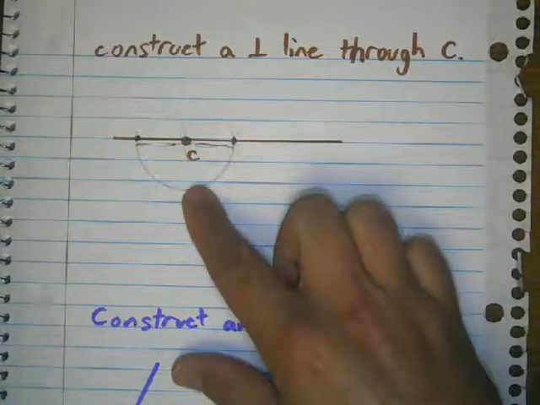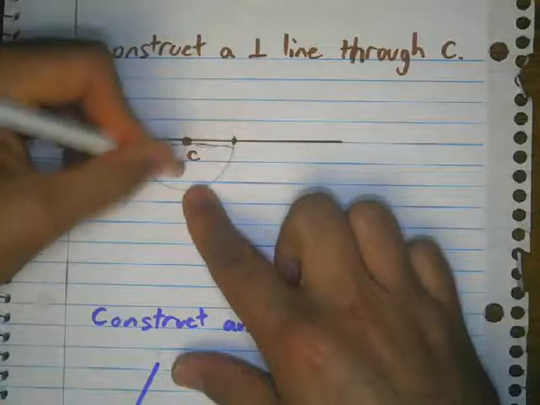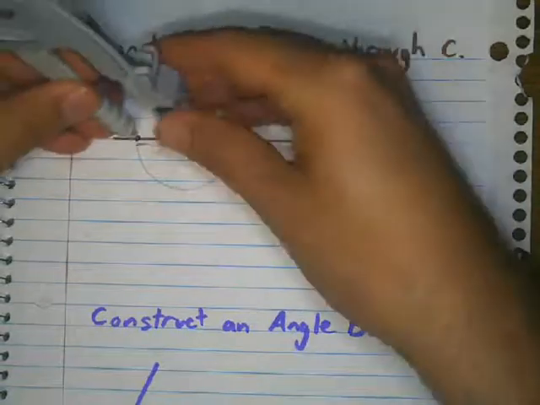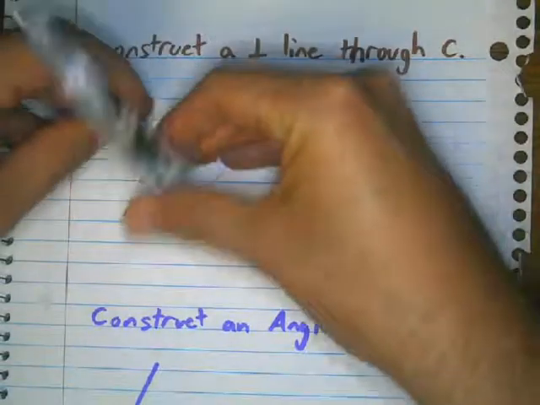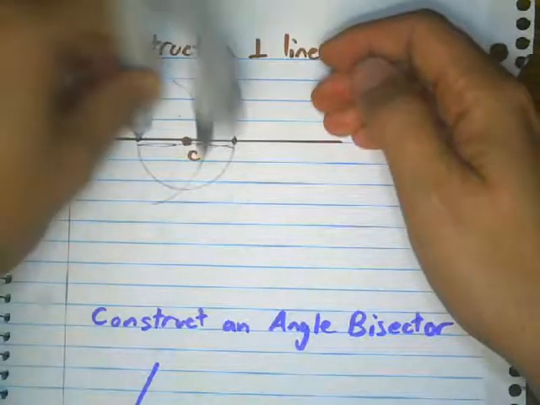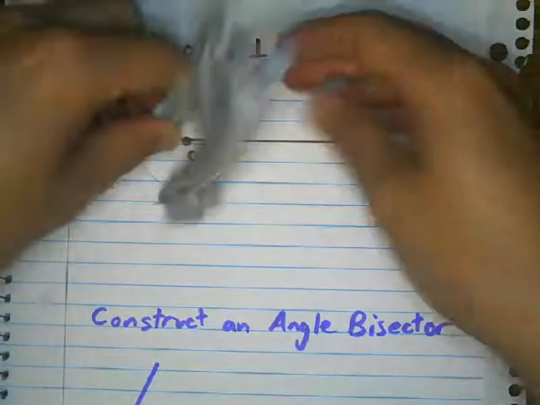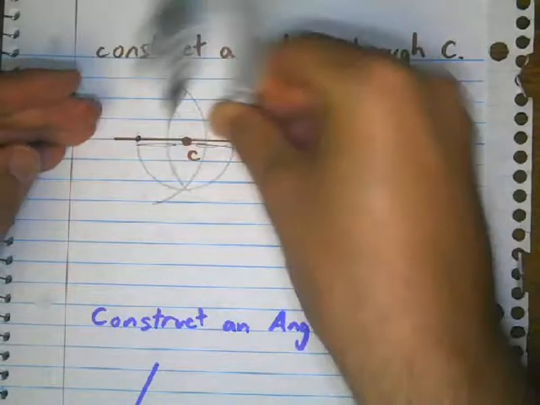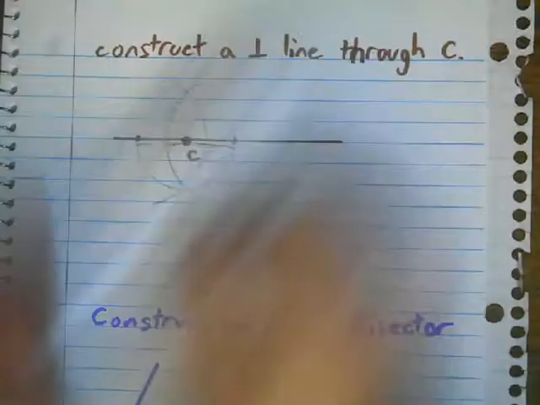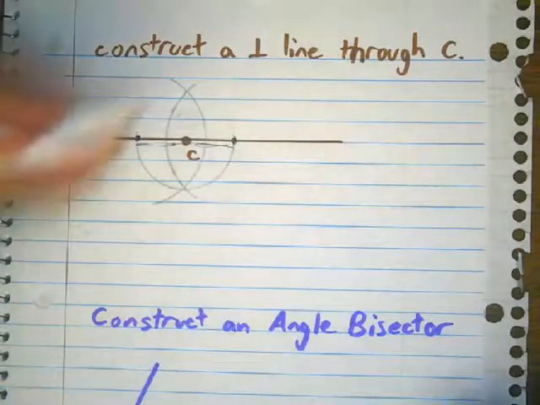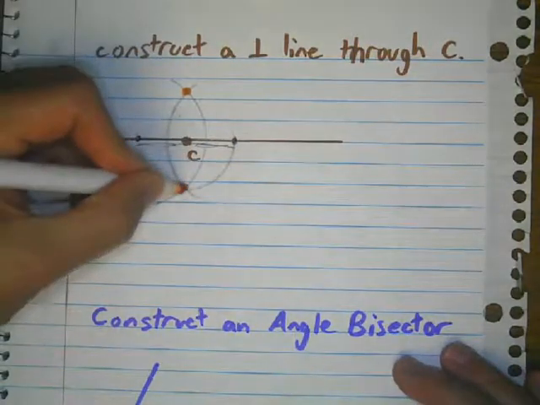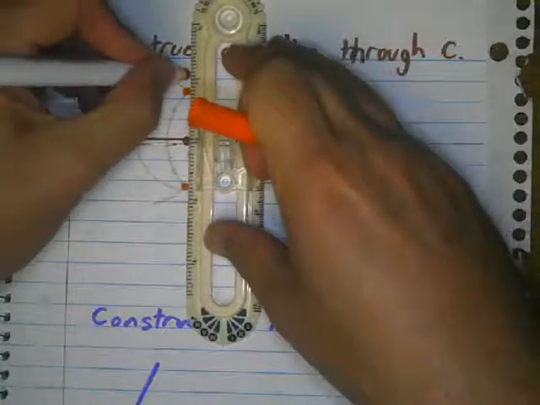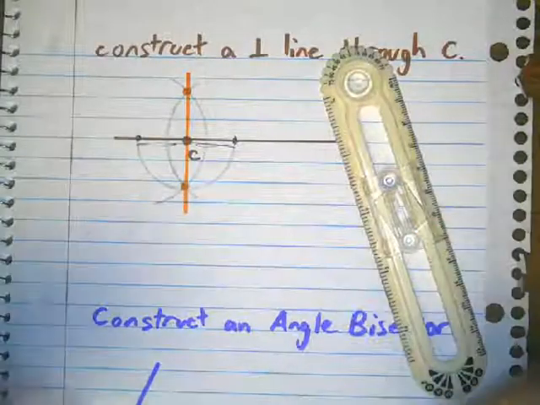So I'm going to erase what I just did, because I need an arch that's bigger. So let's find an arch that's bigger. There's one arch, and there's another arch, and where these two points intersect, I can draw a line, and now I've just drawn a perpendicular line.